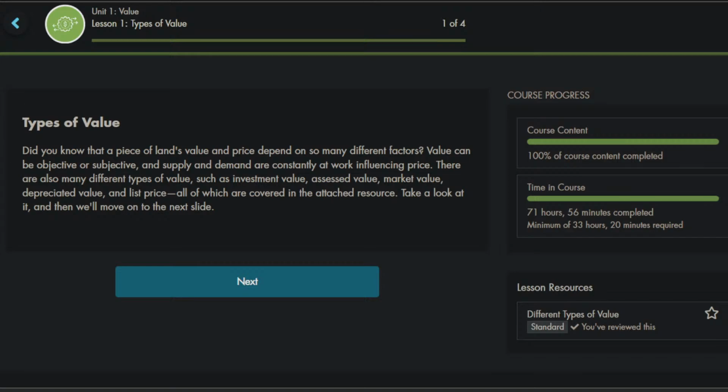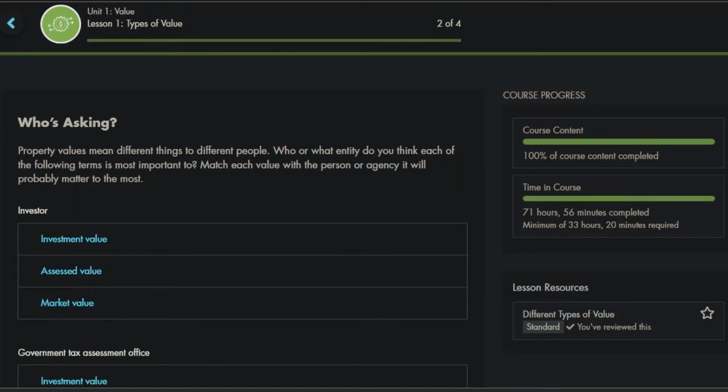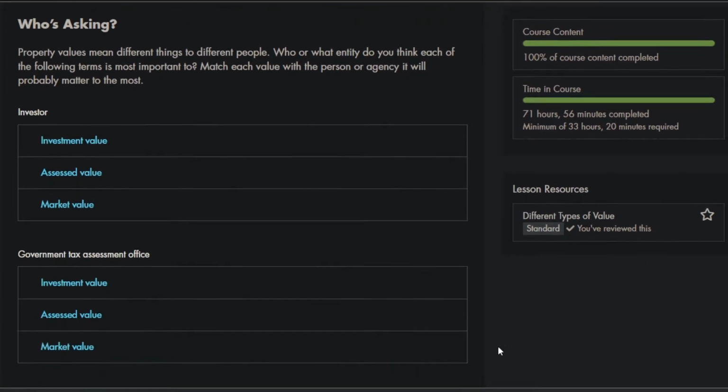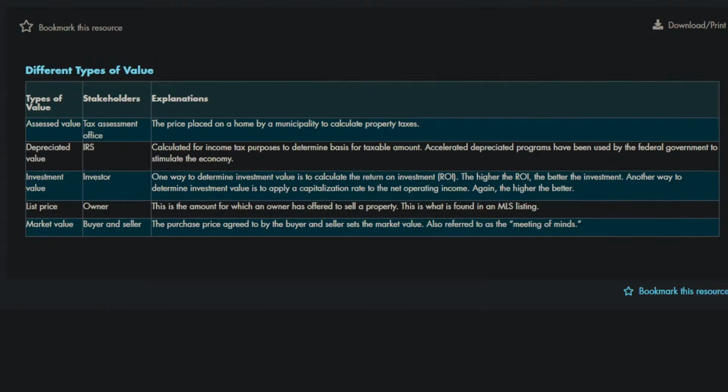All right, so again, with each one of these comes a resource, and when I go to the next slide, you'll see there's a knowledge check. So what they want you to do is look at the resource and then come back and test your knowledge. Okay, so let's take a look at the resource. The resource is types of values, stakeholders, explanation.